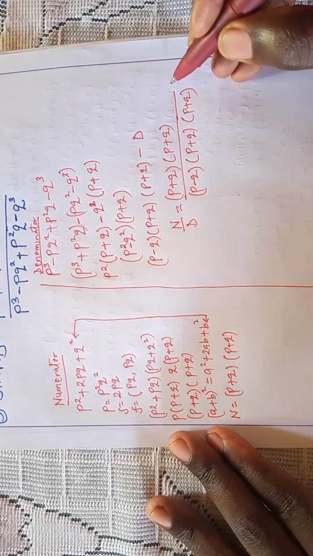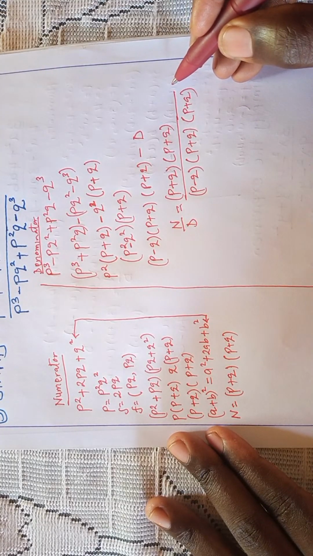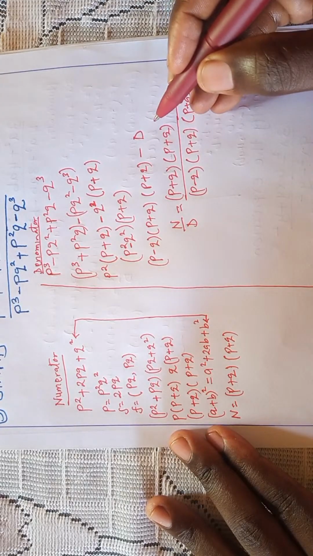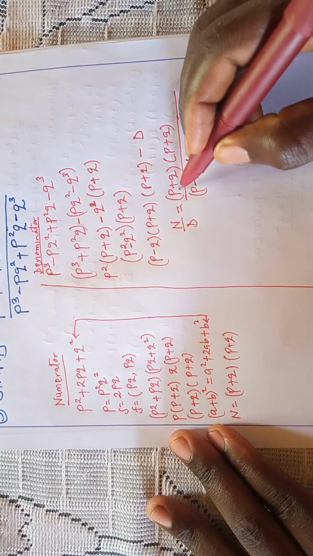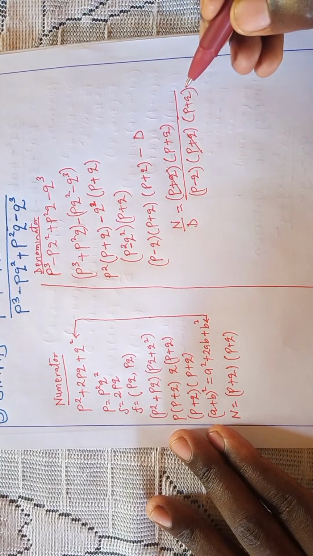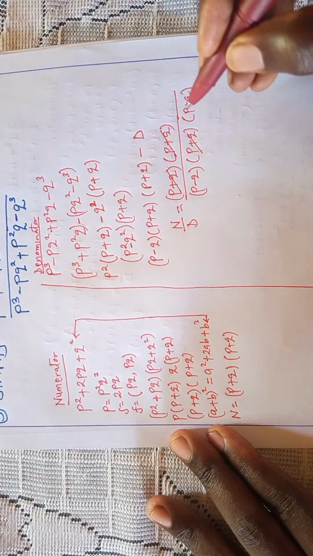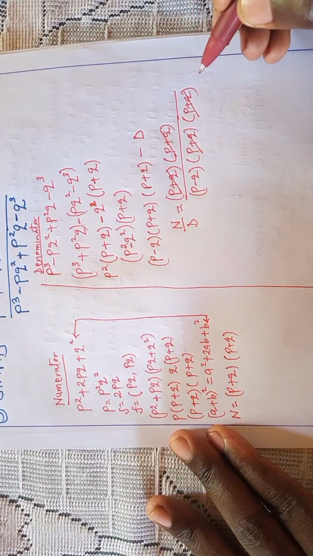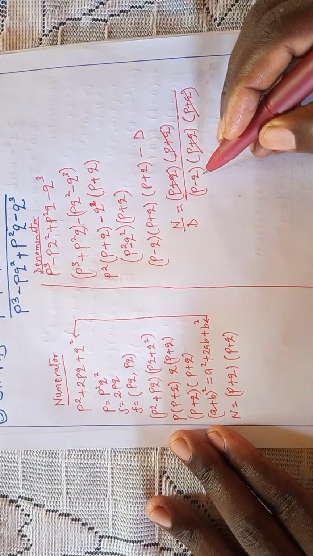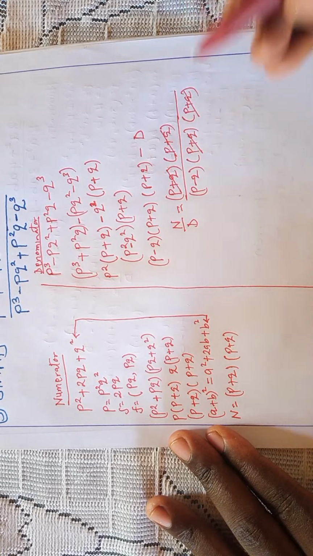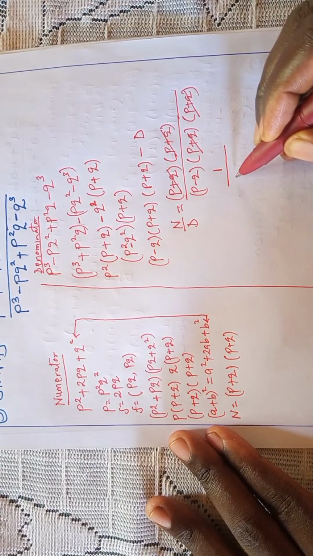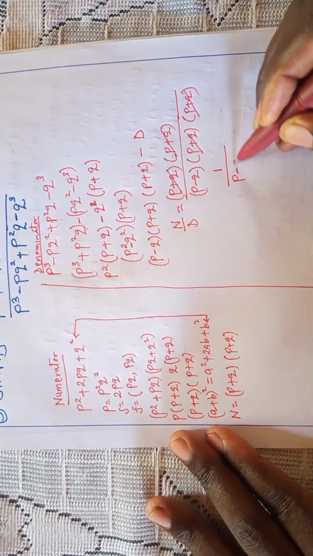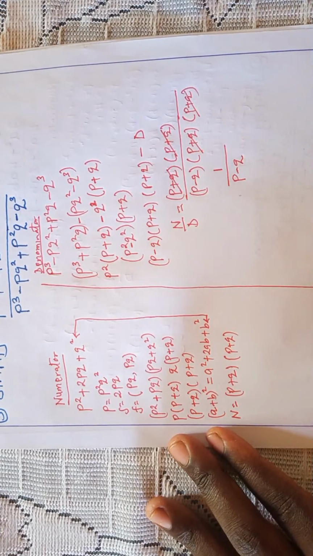Are there similar elements on the numerator and the denominator part? Yes, the answer is yes. And the similar parts are p plus q and p plus q. So p plus q and p plus q on the denominator will cancel. P plus q on the numerator and the denominator will cancel. We remain with p minus q on the denominator part. So this is like saying 1 on the numerator part. So we say it is 1 over p minus q as our final answer.